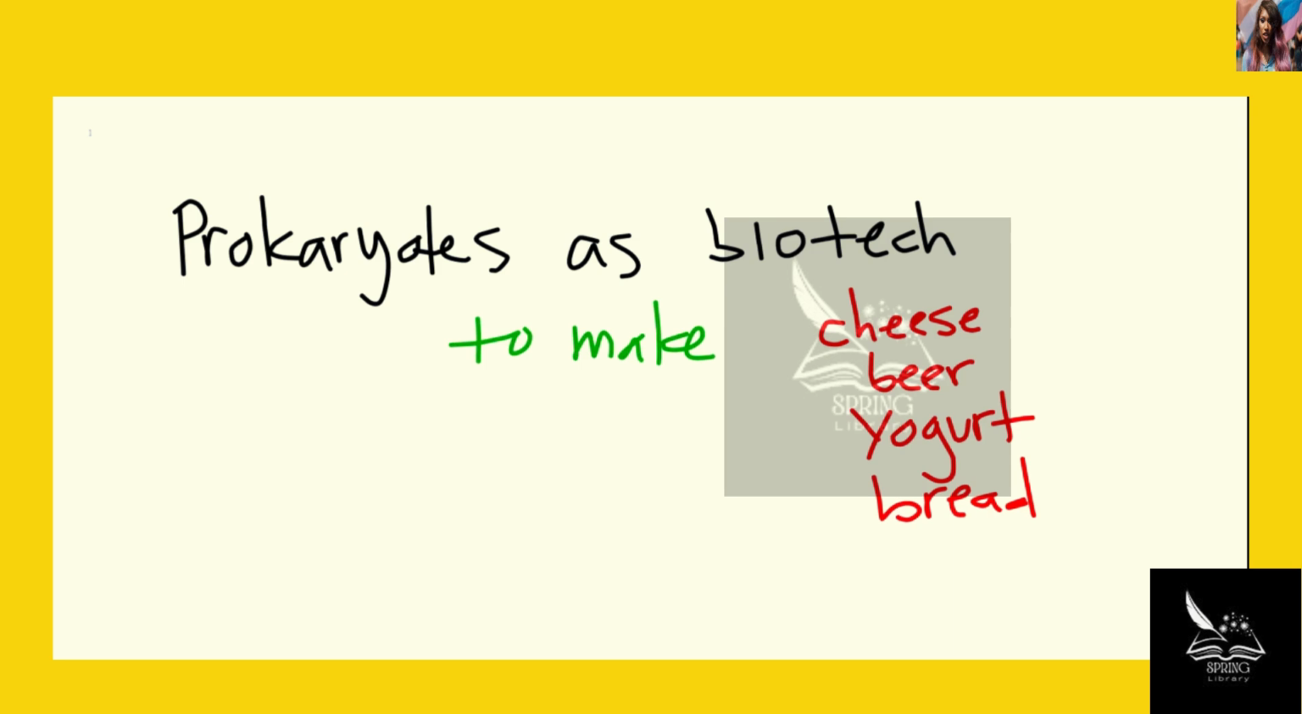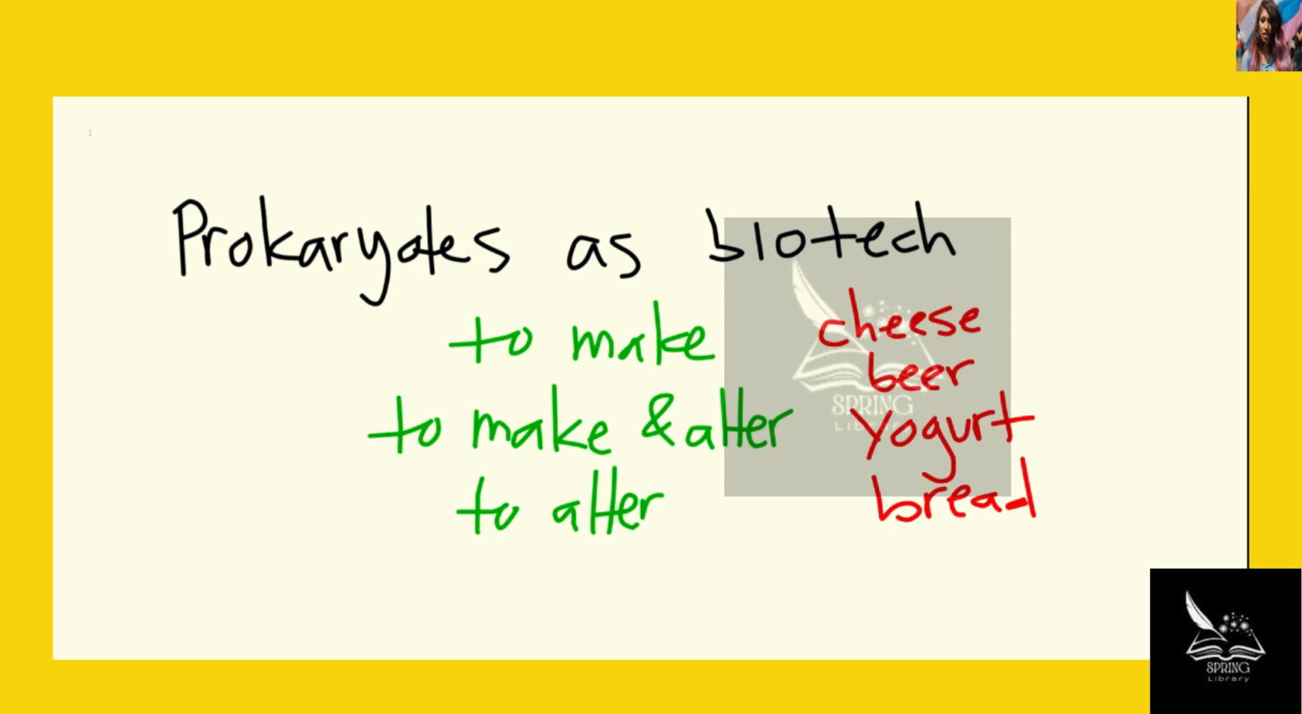that prokaryotes were used to make and alter, or that prokaryotes were just used to alter, right? We can sort of ignore B because it has this weird additional listed item of the single cell proteins. Okay, so what exactly do these choices imply?